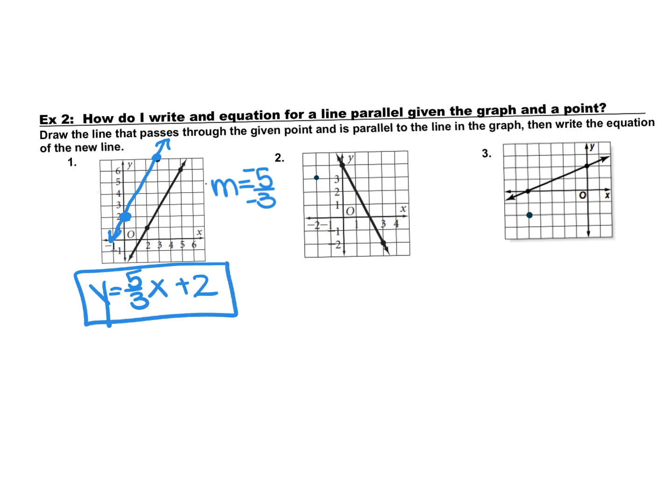All right, number 2. So let's start by finding the slope of this first line here. I'm going to go down 1, 2, 3, 4, 5, 6. So I went -6, and then I went over 1, 2, 3. So my slope then is equal to -2. All right, so now what we need to do is go back to our point, and we're going to do a -2 slope. Remember, we want to put that all over 1 when we graph it. So you're going from this point right here down to over 1.